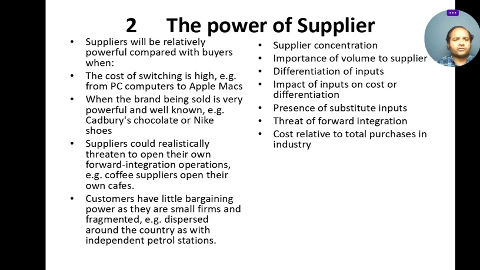For example, a coffee supplier with their own coffee supply centralization. The importance of the volume of supply is very high, and so is the differentiation of inputs, because different suppliers have different resources. According to that, you have to differentiate easily between them. Consider the impact of inputs on cost or differentiation. Consumers have little bargaining power as they are small firms, fragile and disparate around the country, as with independent petrol stations, which are an example of that.